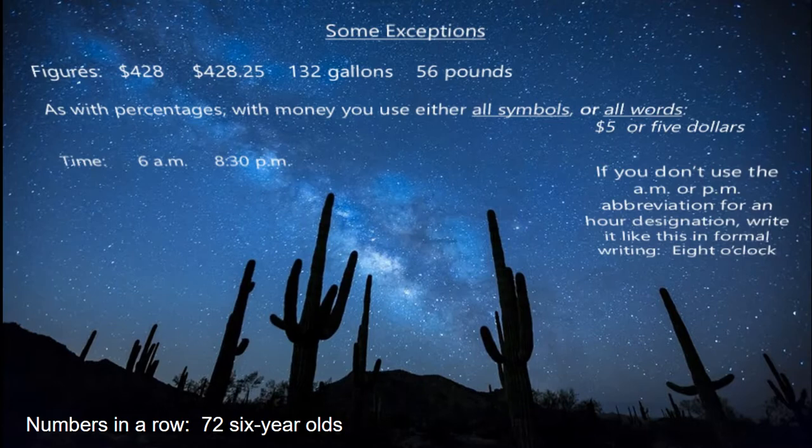So again, remember, I'm teaching you grammar in general, for general usage. As you move into your discipline, you've got to see how it's done then. And then time: if we say 6 a.m., we've got the 6 a.m. Or 8:30 p.m., same thing, 8:30, and then we've got the p.m. If you don't use a.m. or p.m. for the hour, then you write it like this in formal writing, 8 o'clock. So you do the o'clock, 8 o'clock. Generally, that's not something we even have to really worry about.